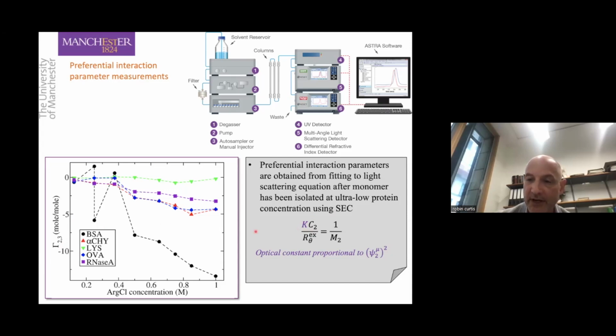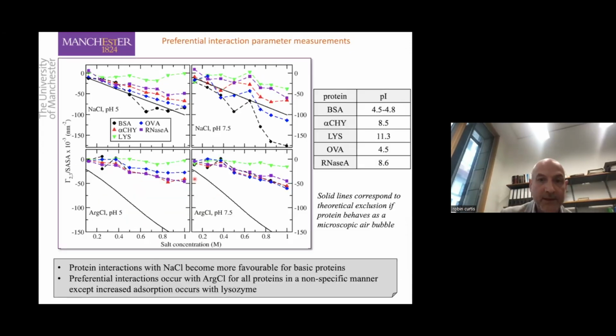And so this is a very quick way of measuring these preferential interaction parameters. We've measured this for 5 different proteins. You can see that you get a lot of preferential exclusion around BSA, intermediate exclusion around some of the proteins, and the least amount of exclusion around lysozyme. And then we try to explain this.